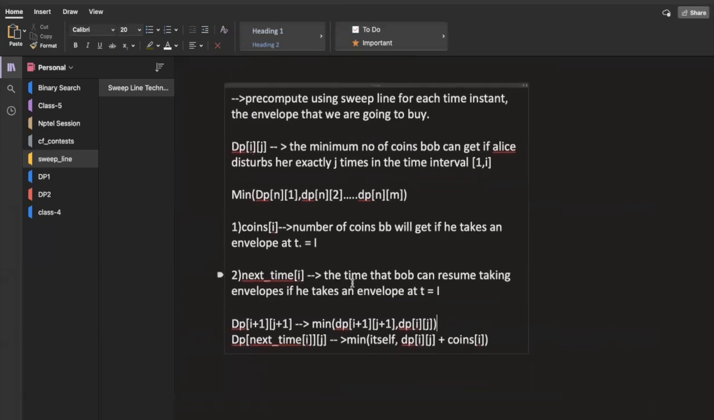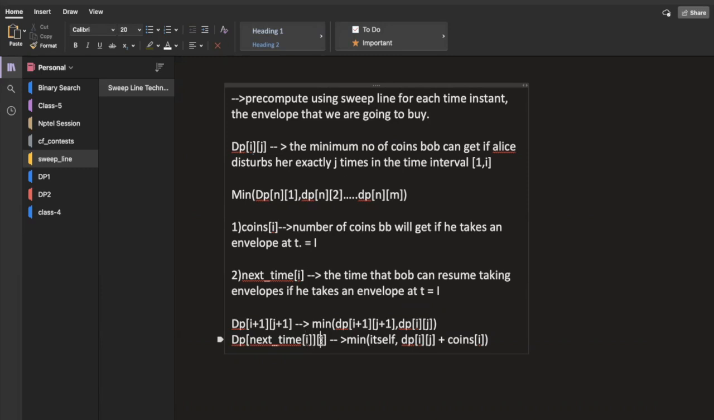Yeah, so if Alice stops Bob, then it stops Bob from taking an envelope at t equals i. So he will go to t equals i plus 1, and Alice would have disturbed one more time. So j becomes j plus 1. And in the second case, Alice is not disturbing Bob. So that means Bob is taking a coin. So then he can resume taking coins only at next time of i.